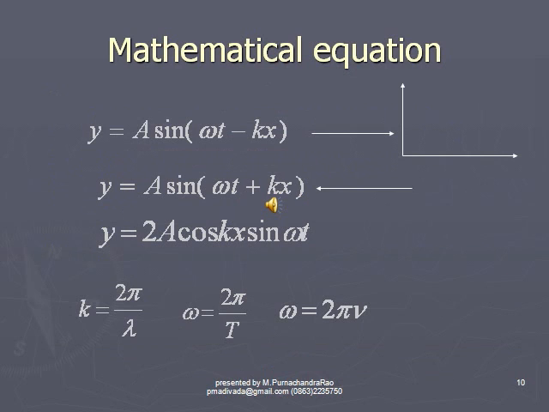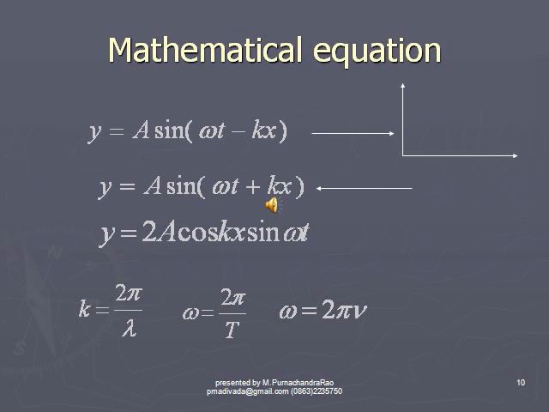Now let us represent the waves by mathematics. A wave which travels along the positive direction of the x-axis is represented by y = a sin(ωt − kx). A wave traveling to the left, that is the negative direction of the x-axis, is represented by y = a sin(ωt + kx).